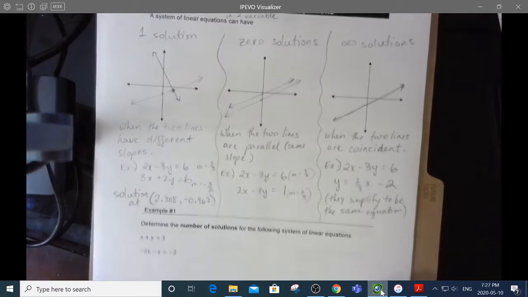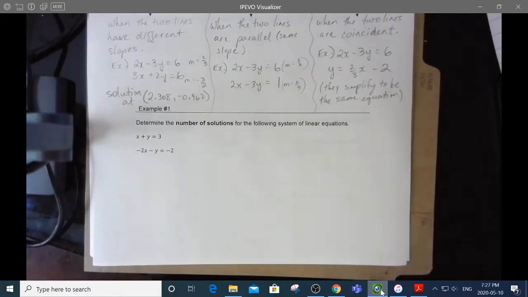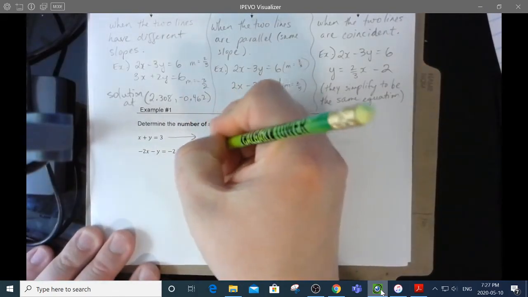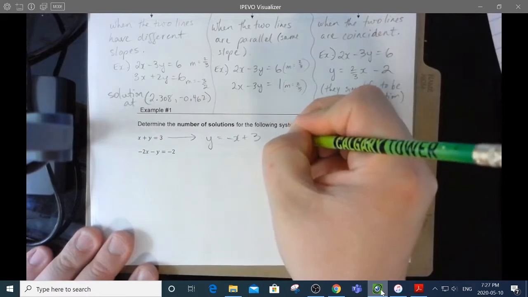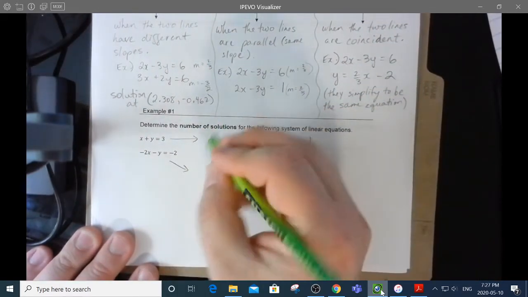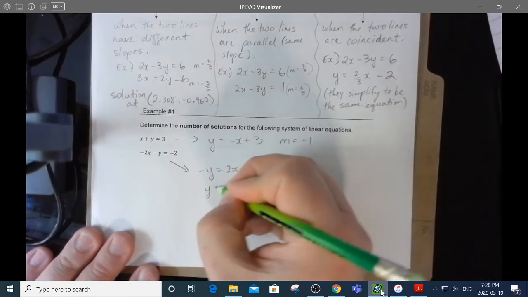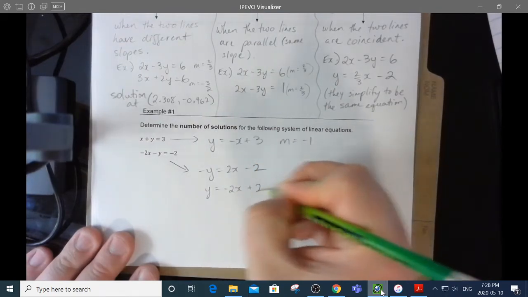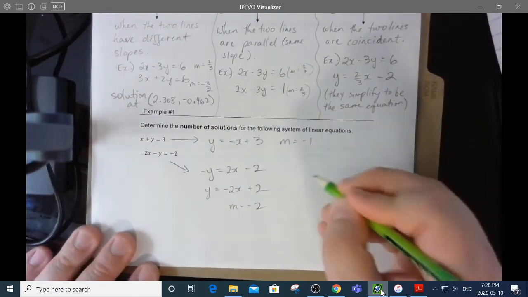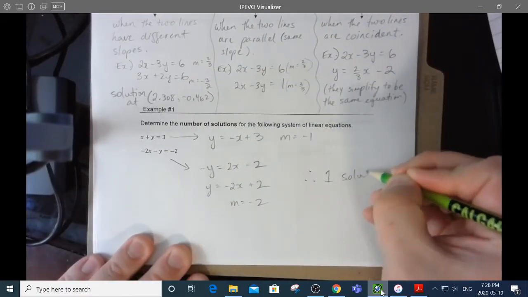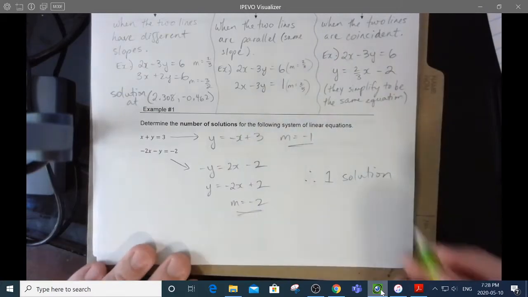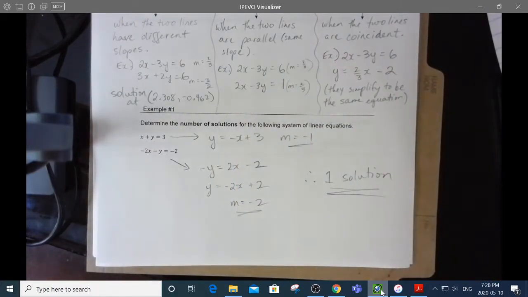So, example number 1. How many solutions do you think this system of equations has? Well, all you really have to do is prove that they don't have the same slope, and then you can say that it's 1. So I'm going to change this to y equals -x plus 3. So the slope is -1. I'm going to change this one to -y equals 2x minus 2 by adding 2x to both sides. Then I'm going to divide both sides by -1. And there we go. This slope is -2. Therefore, one solution because they have different slopes. It didn't say it wanted me to solve the two equations, it just wanted me to say how many solutions it has. Okay, so that was example 1.